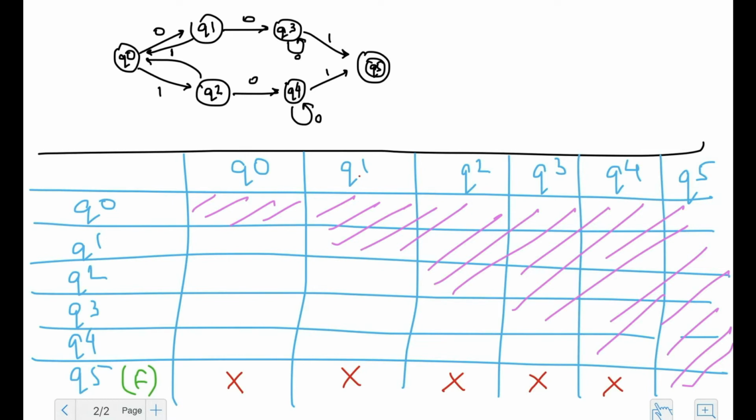And now I move to the third step. Now this is the important step. From my Q0 and Q1, these are the ones that I'm comparing. So let me just mark that.